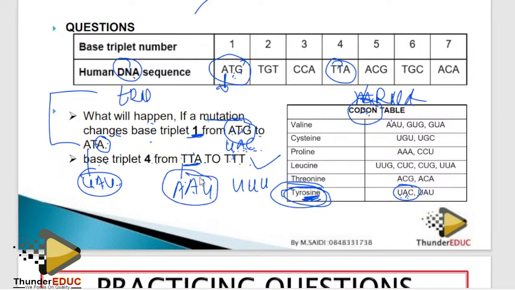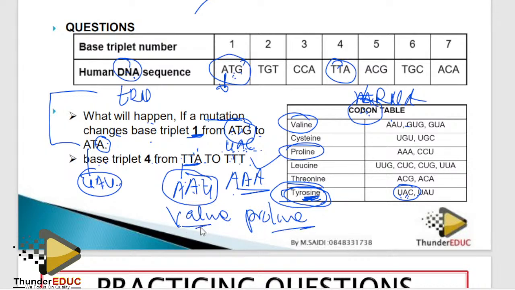But what does this code for? AAU. AAU is valine. What about UUU? Is it valine? No. Where is it? Do we have UUU? No, it's not UUU. What am I doing? It's AAA, because T goes with A, T goes with A. So it's AAA. What am I looking for? AAA is proline. So if you look here, this one codes for valine, while this one codes for proline.